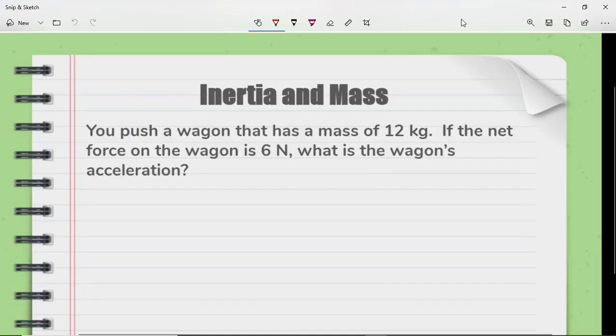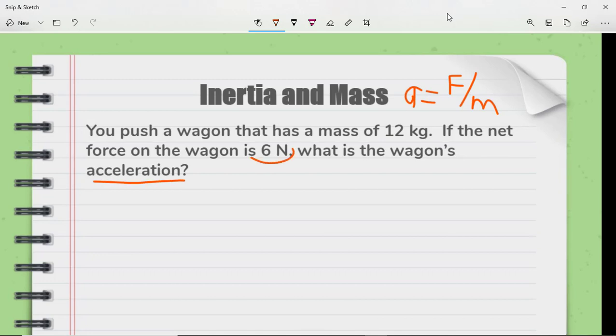You push a wagon that has a mass of 12 kilograms. If the net force on the wagon is 6 newtons, what is the wagon's acceleration? Well, let's remember our formula. Acceleration equals force over mass. We want to know the acceleration.